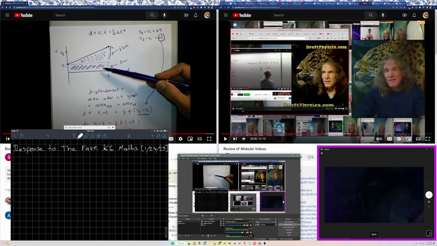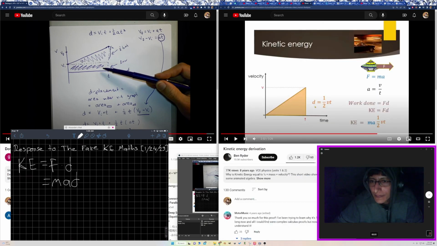So they have kinetic energy equals force times distance. Then they say force is ma, okay? So ma d, mass acceleration times distance. What they do is they use, you can see over here, the equation for distance, which is this, and it only describes this graph, and this graph is for acceleration.